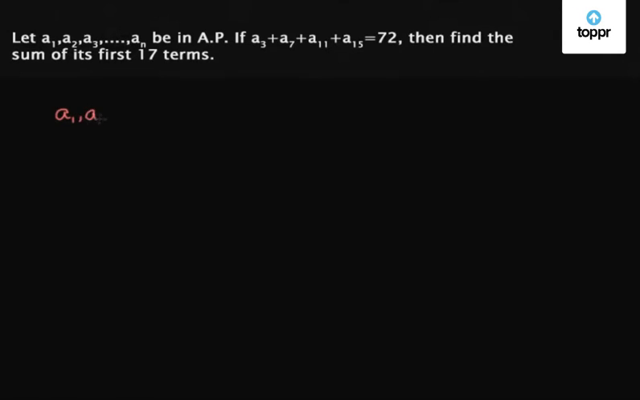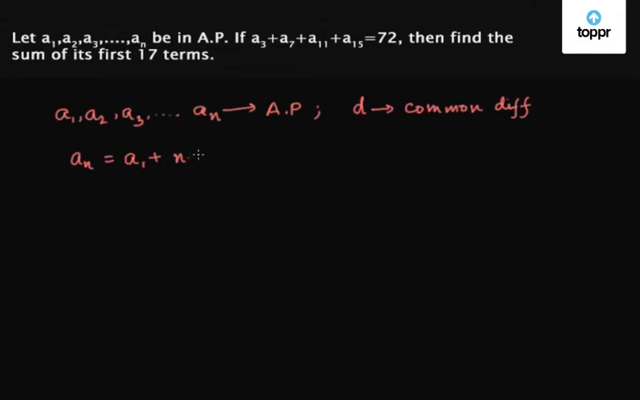So we are given that A1, A2, A3 up to the n terms, that is An, are in AP. Let's assume that this arithmetic progression has a common difference of D. Then the nth term, that is An, or any general term An, can be written as A1, that is the first term, plus n minus 1, that is the number of terms minus 1, into D, where D is the common difference.